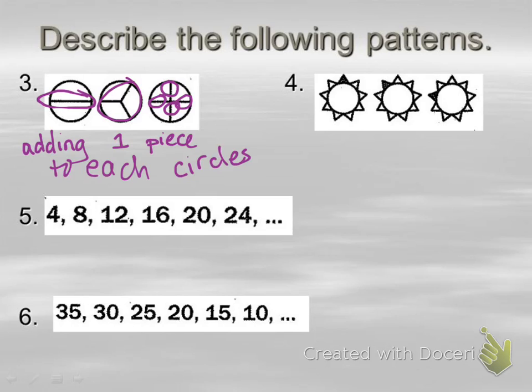Number 5. That's the first one I would have done too. What's going on in number 5? Adding 4 each time. Good. Plus 4. Done.